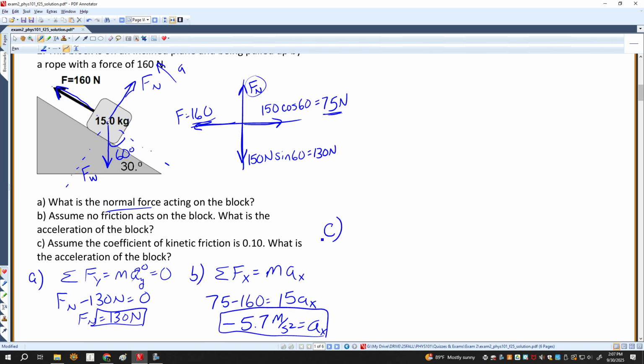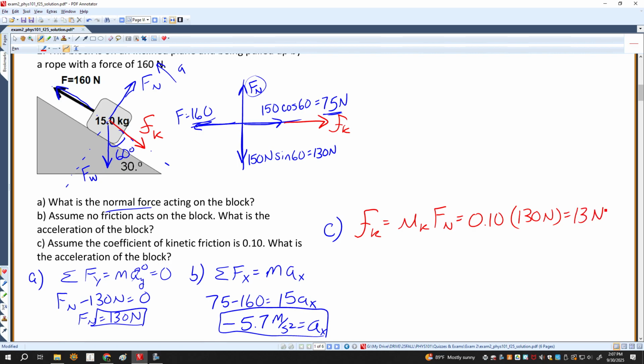And then finally for part C, I'm going to do this in a different color so you can see it. I'm going to add this frictional force. It's going to act in this direction. That would be on this one right here, Fk. I can calculate that frictional force because I know what mu k is, and I know what the normal force is. Mu k is 0.1 times the normal force, which is, I found it already, 130 newtons. So that's 13 newtons.